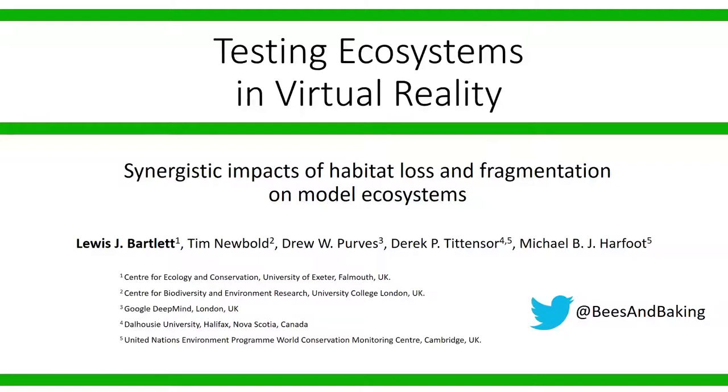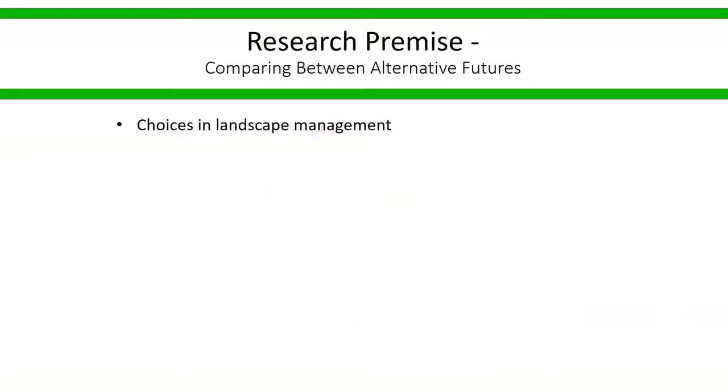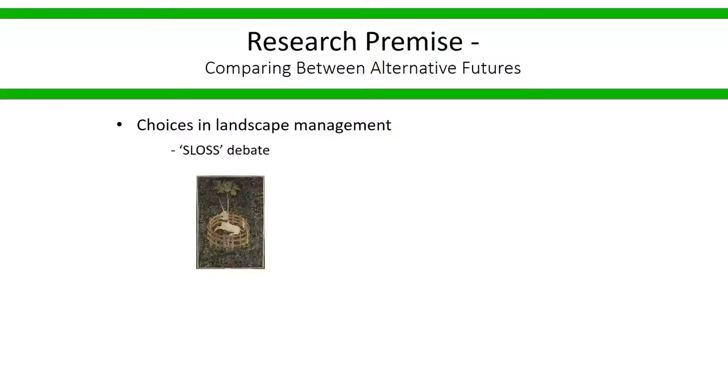So I'm going to start by just talking more broadly about the premise and background within which I'd like to frame the research, and then I'll move on into the specific details of the study that we published earlier this year. So, as ecologists in the modern day, amongst both ourselves and amongst policymakers, we're faced with all sorts of choices in how we manage our landscapes, and in particular, how we spatially arrange many of the impacts which we have on the natural world.